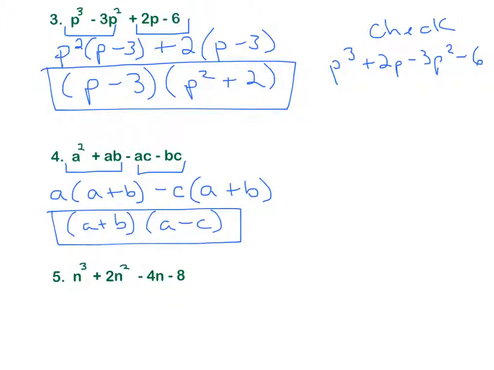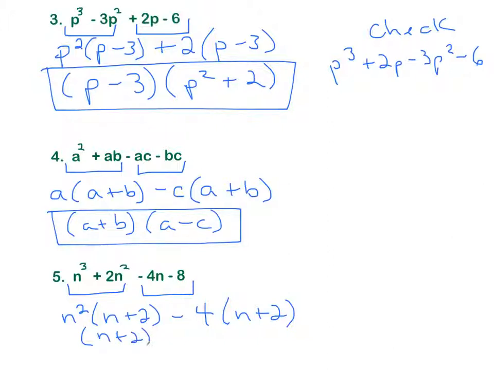And here my last example of the basic type. I'm going to look at the first two and the last two, and I can take out an n squared, and I get n plus 2. Here I can take out a negative 4. I have n plus 2 in common, and I have n squared minus 4 as my second factor.